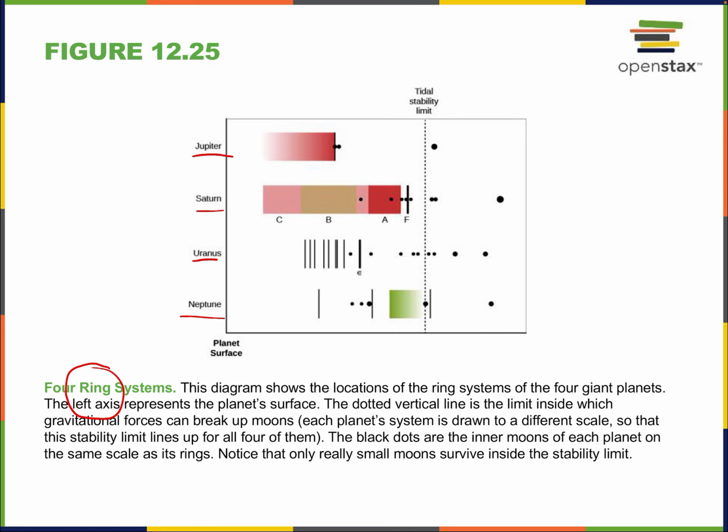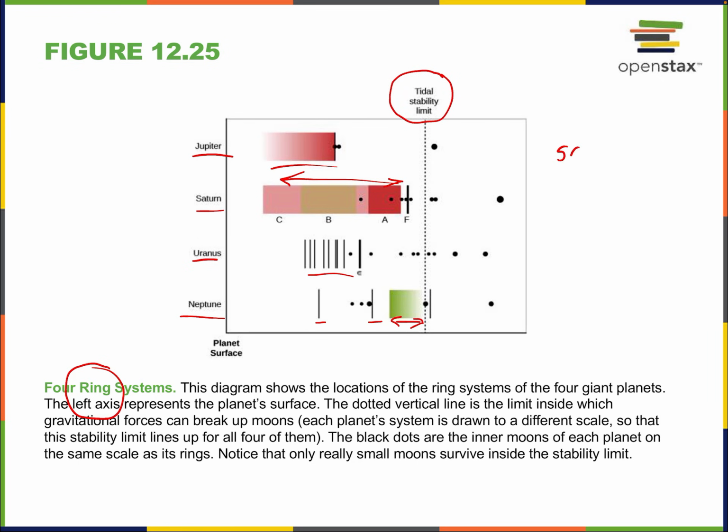Jupiter does have a very large inner ring. Obviously, Saturn has its huge bands of bright rings. Uranus has very faint and very, very thin bands of rings. Uranus has some thin bands of rings as well as one thicker band. What is this tidal stability limit? Well, it's a relative distance from the planets. That is because the scale, by the way, is different in each row.